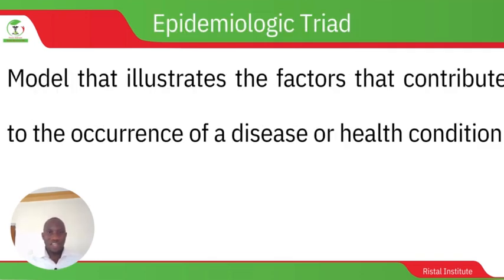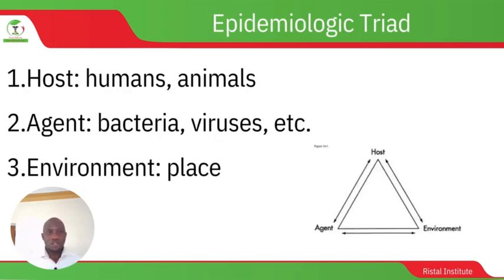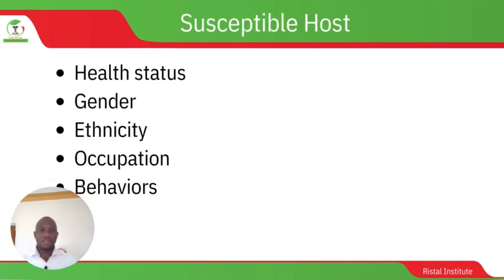So we need to understand how communicable diseases spread. So we have a model that is called the epidemiologic triad. This model illustrates how communicable diseases occur in individuals. So it helps us in understanding these factors, and then now we can use that understanding to institute measures to control the spread of these communicable diseases. So the epidemiologic triad consists of three elements, that is the host, and then the agent, and then the environment.